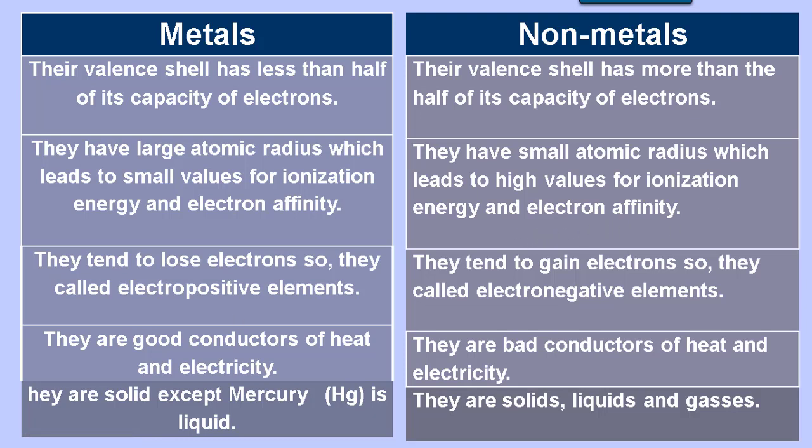Metals tend to lose electrons, so they are called electropositive elements, as they lose the electrons and change into positive ions or cations. On the other hand, non-metals tend to gain electrons, so they are called electronegative elements, as they gain electrons and change into negative ions or anions.